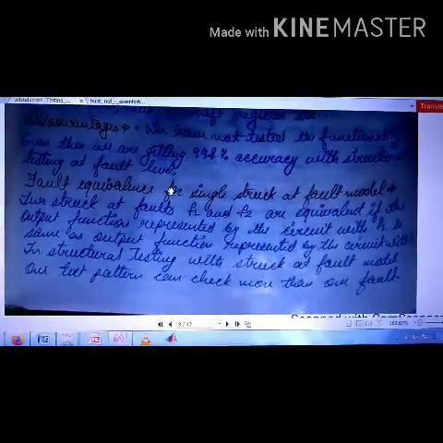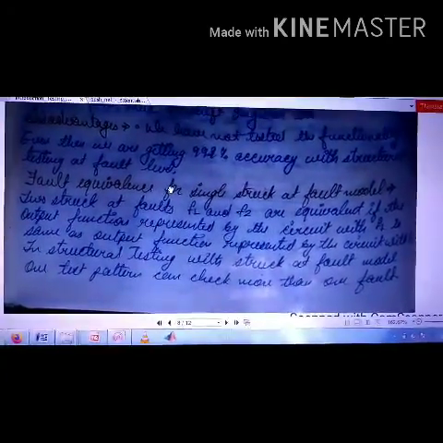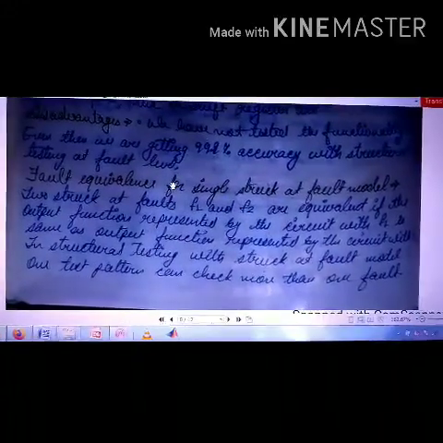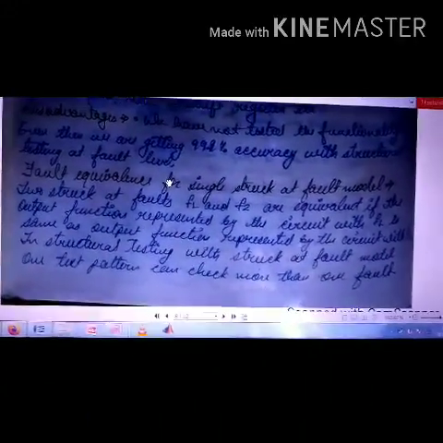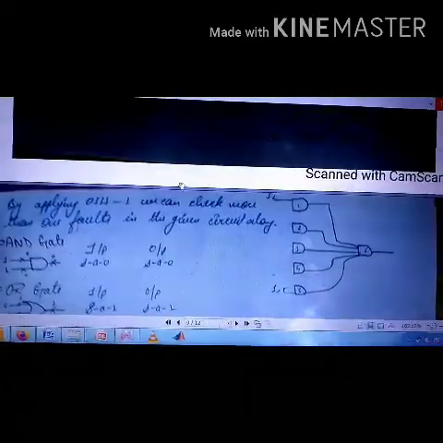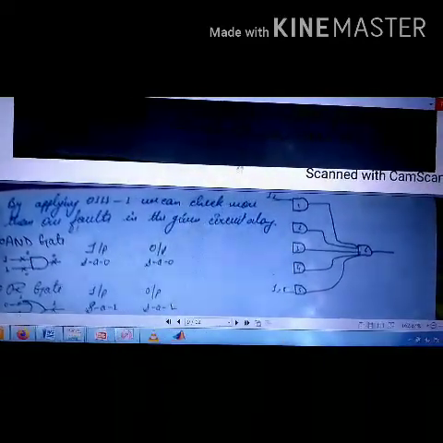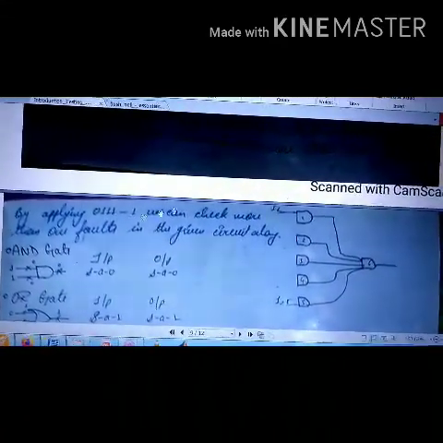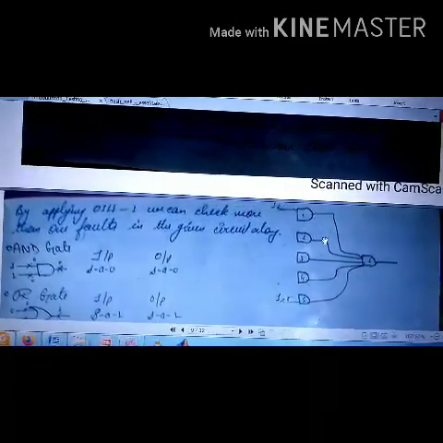In structural testing with stuck fault models, one test pattern can check more than one fault. Therefore, by applying a single test pattern, we can check more than one fault. Like in this circuit, if we apply a pattern 0, 1, 1, 1 and so on, we can check more than one fault in a given circuit.